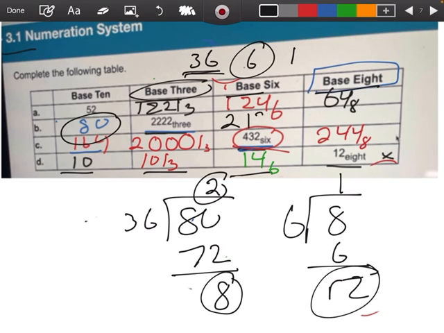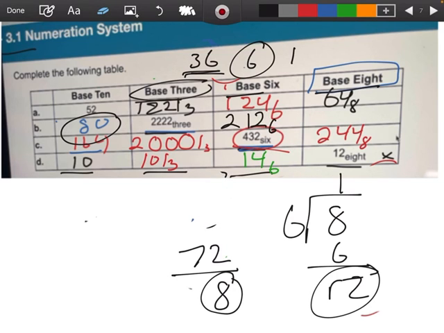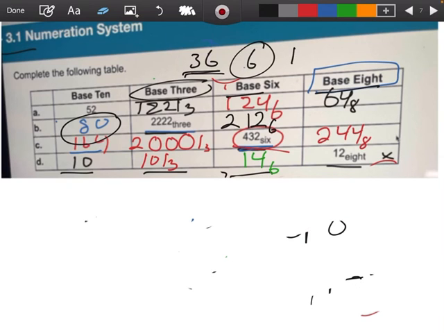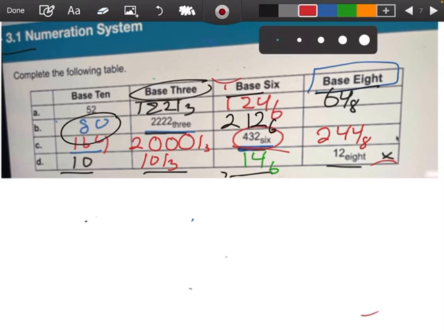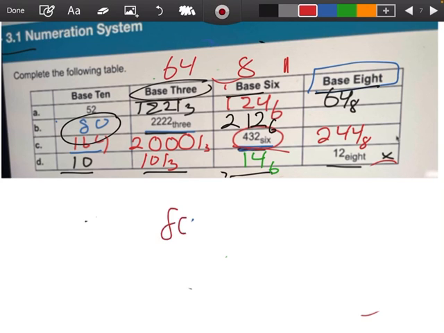Let's do the same thing for base 8. Let's clean this mess up here. Let's talk about base 8. In base 8, we have 1s, 8s, and 64s. So we're going to start with 64 in 80. That's going to go in 1 time, isn't it? And I'm going to be left with 16.